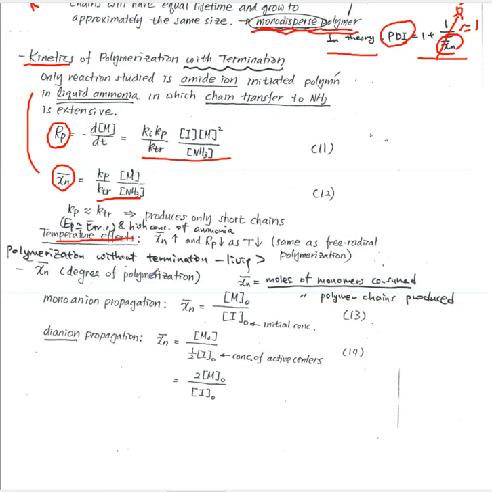Temperature effect: we can check this if you have information about the rate constant of each step, by comparing the activation energy of initiation and propagation, and there's no termination. The overall result is basically the same as free radical polymerization. As you increase the temperature, you tend to increase the propagation rate, but tend to decrease the number average degree of polymerization.